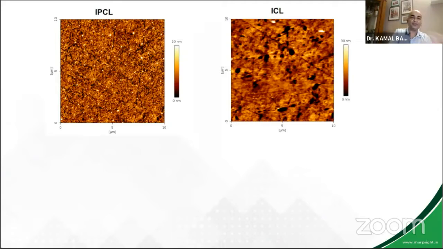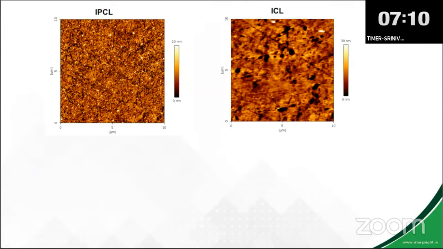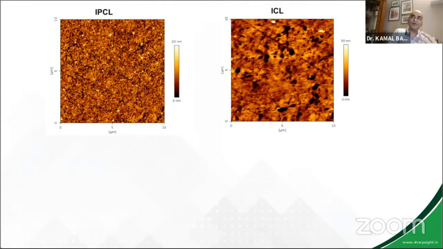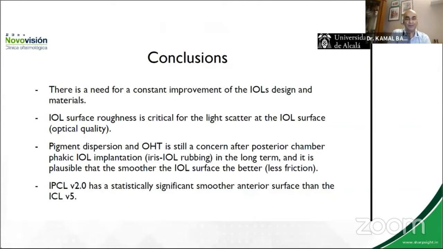This is the atomic force study of the surface, and to our surprise, this is the structure of the surface of the IPCL, and this is the structure of the ICL. What I guess is that the little bit of surface rigidity which the tertiary butyl material gives to this lens actually gives it a very, very smooth surface and a very good refractive index. So the conclusions of this study were that IPCL, according to him, was statistically far smoother in the anterior surface than the ICL. Another corollary which he drew from this study was that the smoother the surface, the lesser the pigment dispersion, the lesser the light scatter, and the better the optical design.